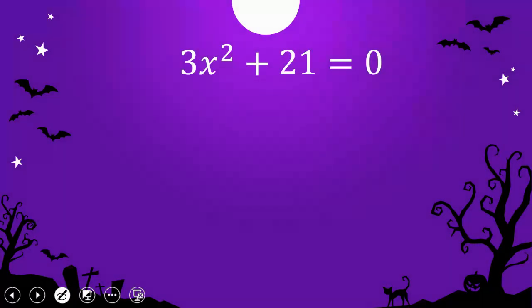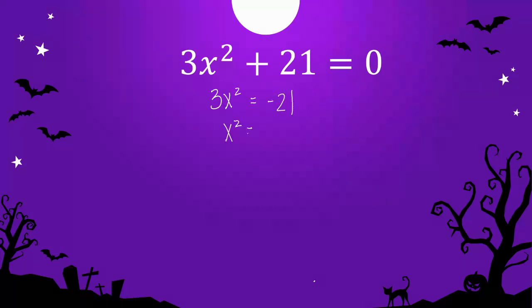Looking at this one here, remember that method 1 is solving by square rooting. We're looking for no bx term, which this does not have. So this right away tells me I should solve using method 1. I'm going to square root. So I'm going to start by subtracting 21 to the other side. I'm going to divide by 3, and then I'm going to square root.